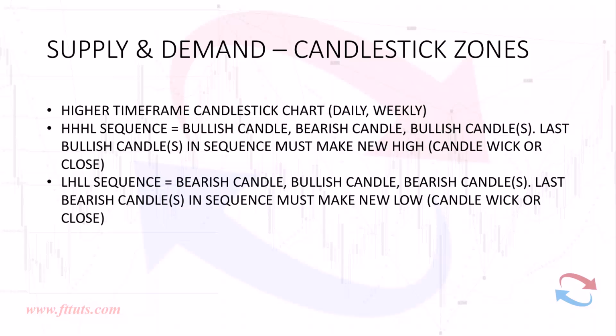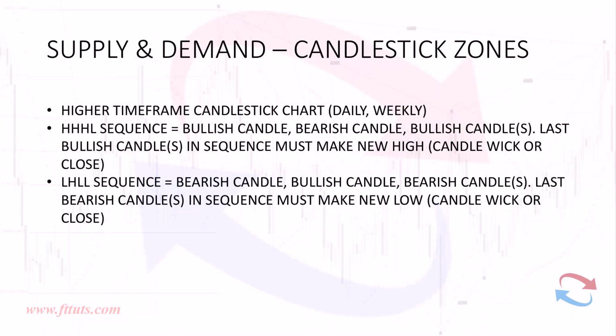The candle sequence for identifying higher highs and higher lows is a bullish candle, a bearish candle, and then a bullish candle, where the last candle in the sequence must make a new wick high or must close higher than the previous bearish candle. And then the downtrend, the lower high, lower low sequence we want to see is a bearish candle, a bullish candle, and a bearish candle, where the last bearish candle makes a new close low or a wick low.